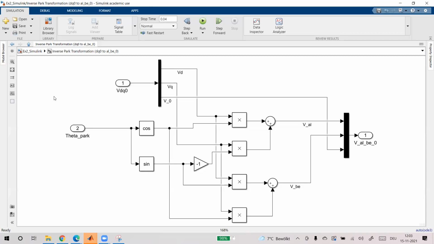If you are done with the Park transformation and inverse Park, you can do the inverse Clarke. If you feel you are done, then you can do it. Oh, you do it like that. Okay, that's also fine. Then compare this result with the V alpha beta.